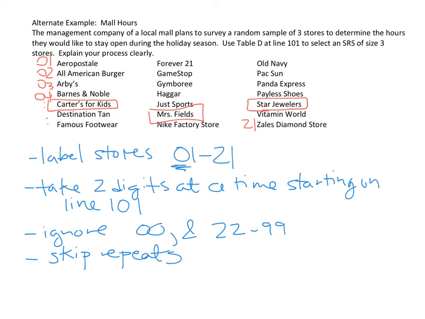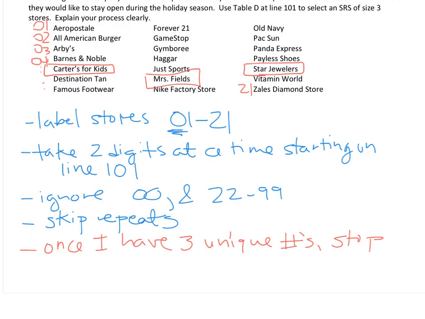But if I stop here, whoever's reading this is thinking, wow, you're just going to take numbers forever and ever until you've exhausted the numbers 0, 1 to 21. So I need to say when I'm going to stop. That's something that a lot of people often forget. So I'm going to put it in red. And I'll say once I have 3 unique numbers, I'll stop. And then I will survey stores that correspond to those numbers, because I'm not really done once I have my numbers.